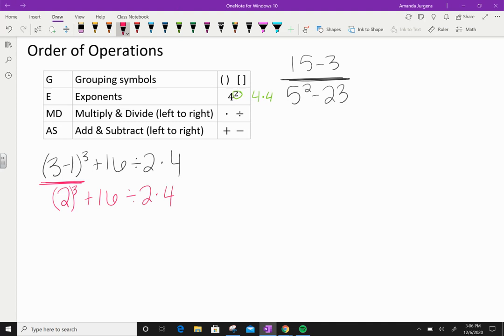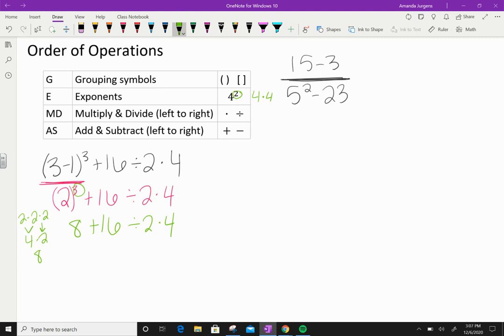Next, I look for exponents. And I do have 2 to the third power. That 3 tells me I'm multiplying 2 3 times. 2 times 2 times 2. 2 times 2 is 4. If I multiply by that last 2, then 4 times 2 is 8. So 2 to the third power is 8. Again, copy the rest of the math problem down.